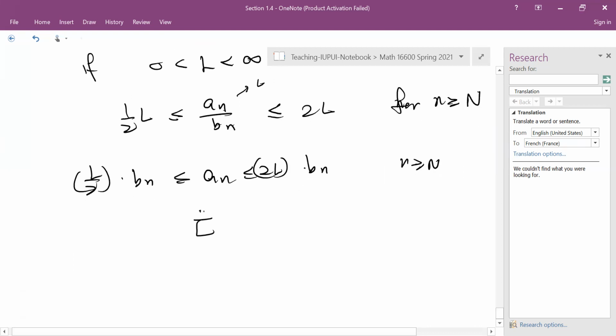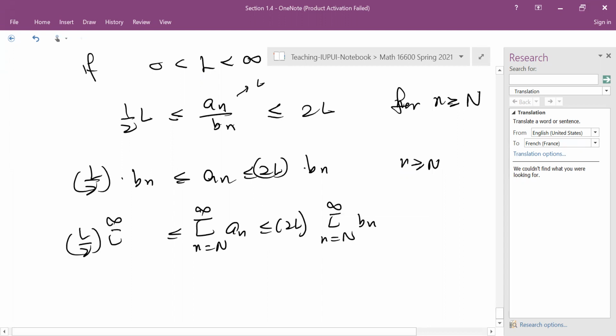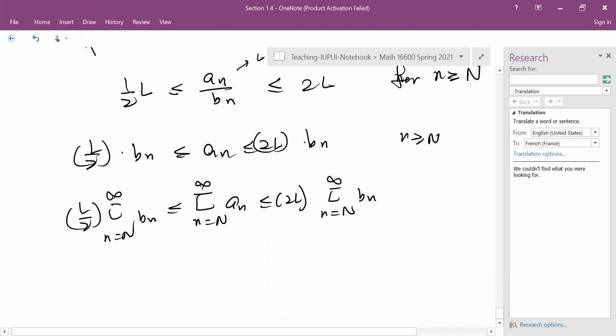Then I put a sigma. Now I use a capital N, right? I don't need to consider the first few terms. All right, now it's clear.